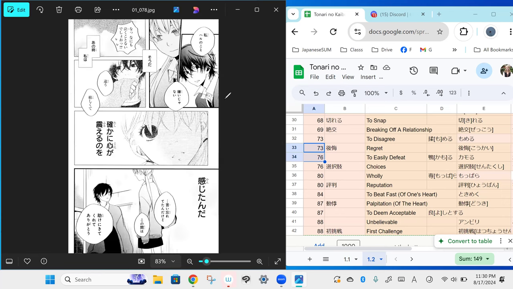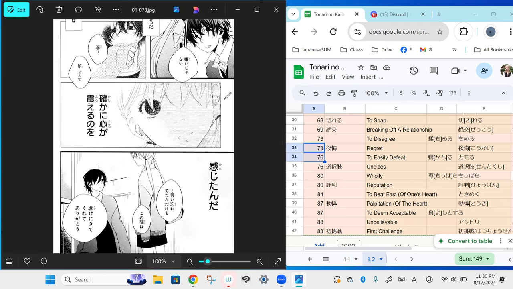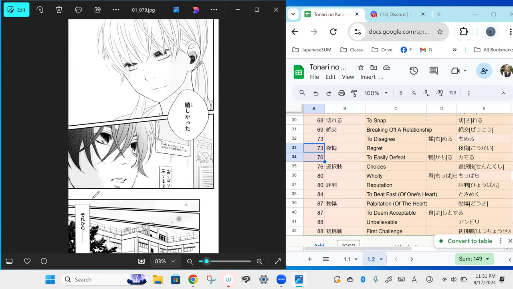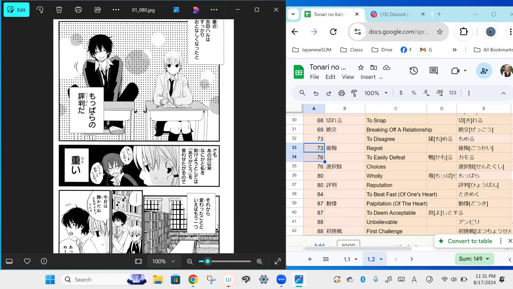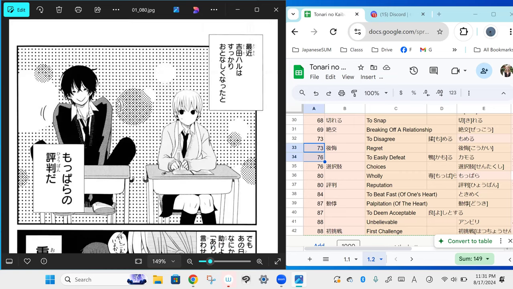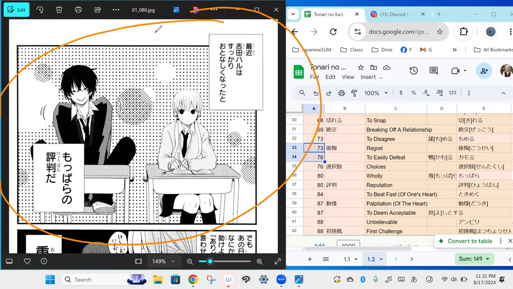Tasuke ni kite kurete arigato, which is thank you for doing this action for me, which was coming to save me the other day. So I forgot to tell you this, but thanks for saving me. Ureshikatta. I was happy. And then sore kara, and after that. I want to zoom in a bit more. And this top panel will go to you, Cookie.